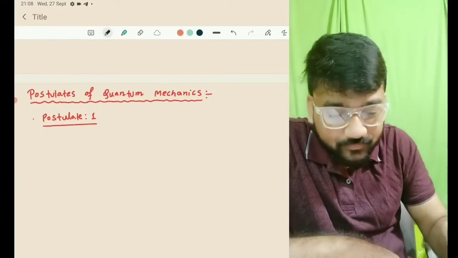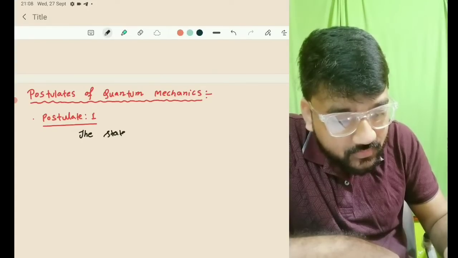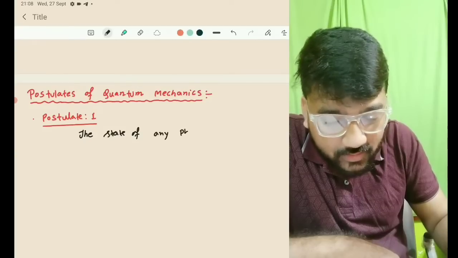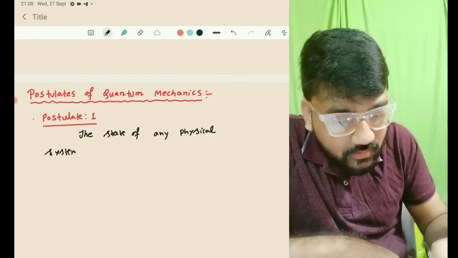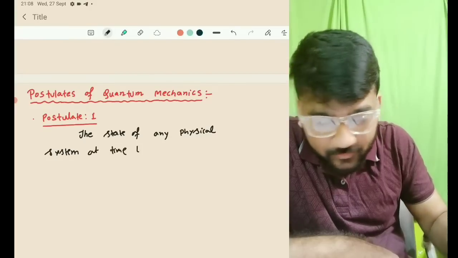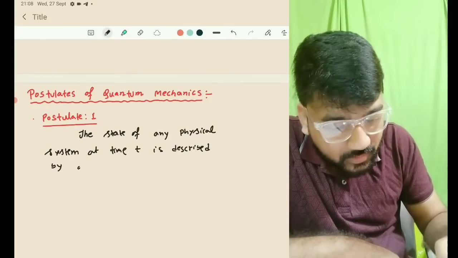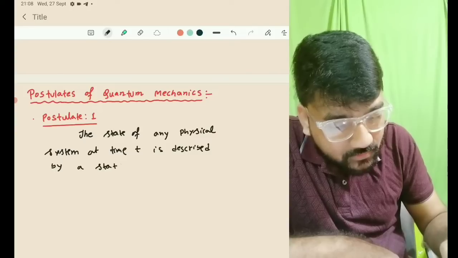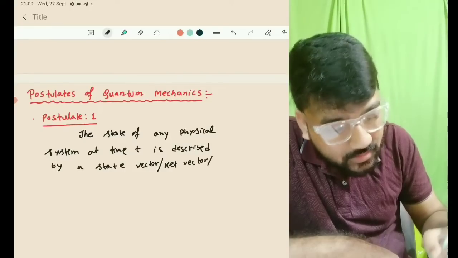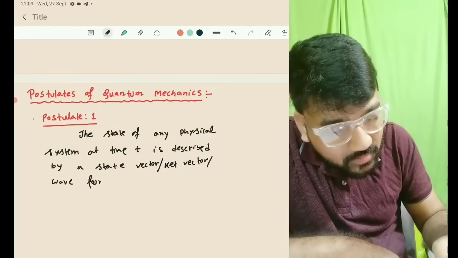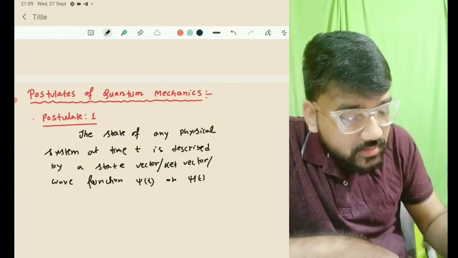The first postulate is that the state of any physical system at time t is described by a state vector, or you can say a ket vector, or you can say a wave function. A wave function, simply psi of t, or you can write in ket form, that is |psi(t)>.